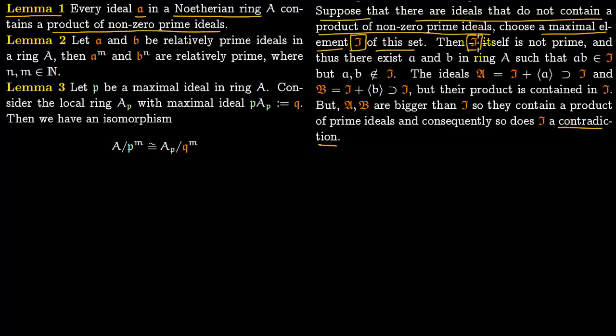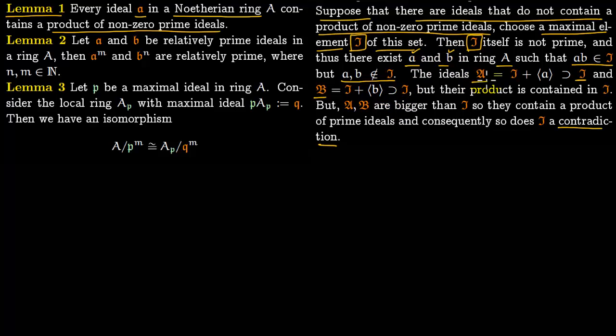I itself is not prime because it is an element of this set, so there exist a and b in the ring such that ab belongs to I, but a and b do not lie in I. Now we construct two ideals. The ideal 𝔄 is I plus the element a, which strictly contains I. And then we construct the ideal 𝔅, which is I plus the element b. This also contains I.